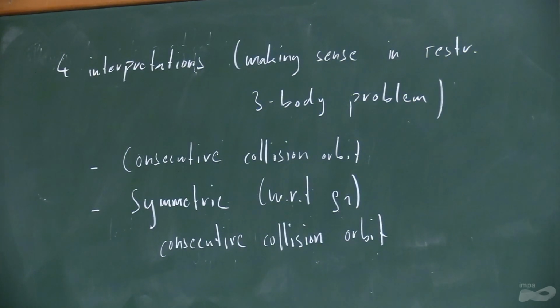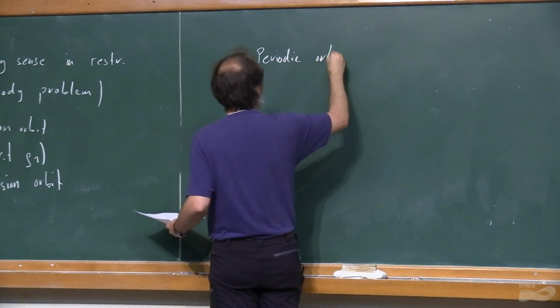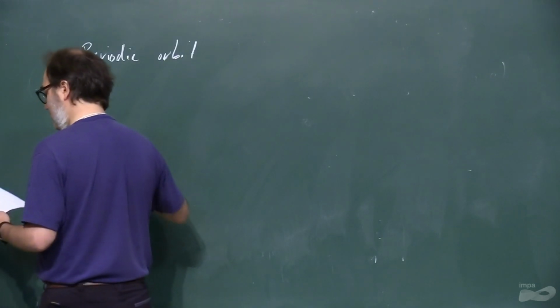Yeah, right. The symmetry extends to regularization. So you get a symmetric one. So that's a fourth interpretation. So interpretation number 3 is it's a periodic orbit. First, we don't care about the symmetry, and then, as you say, the fourth interpretation is symmetric.